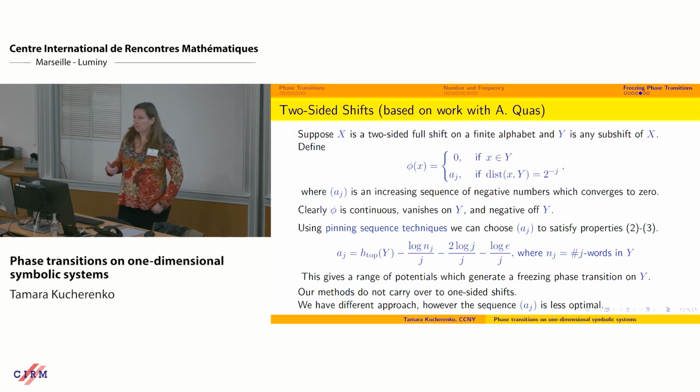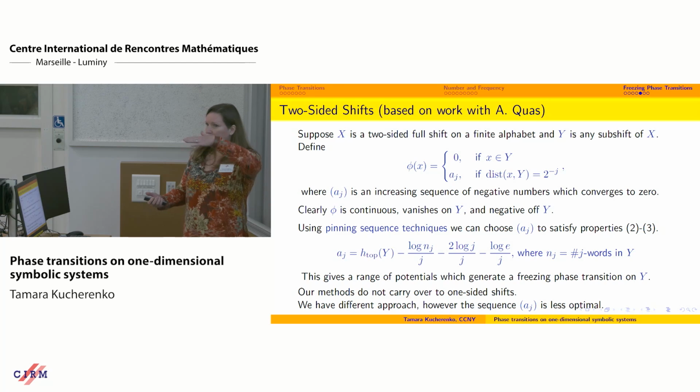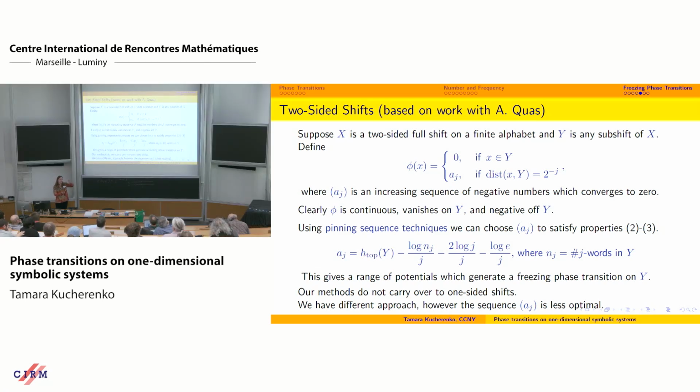There is a question of optimality, right? For example, if you take any sequence which decays faster than this, then you get a freezing phase transition. But if you take anything that decays slower, would you get it or not? Well, at some point you will not, right? But where is this threshold?